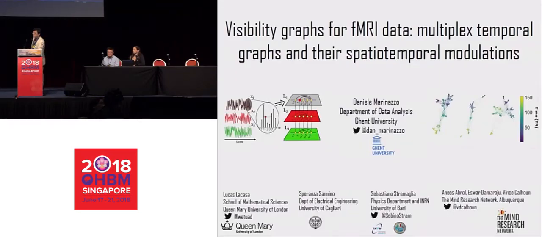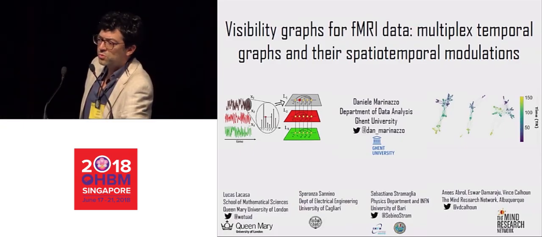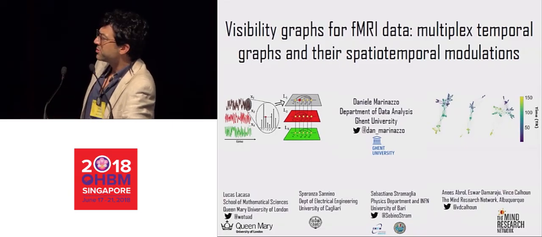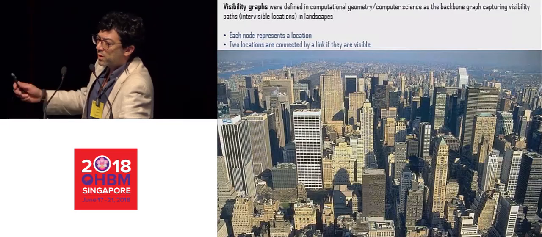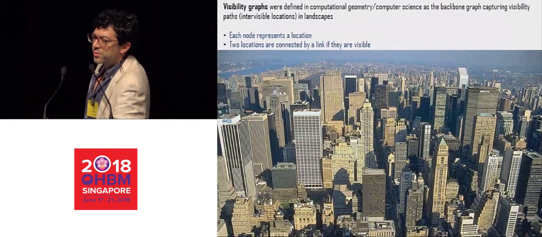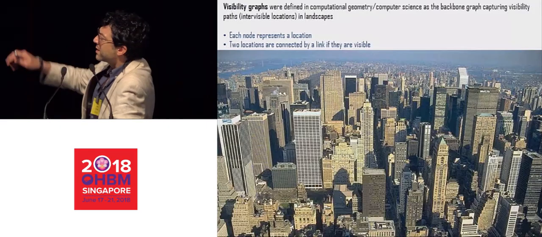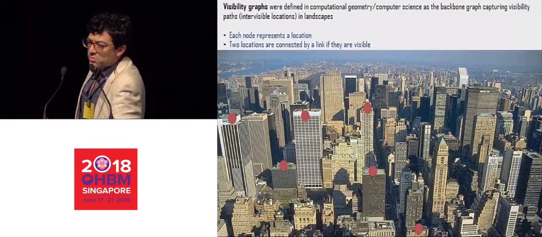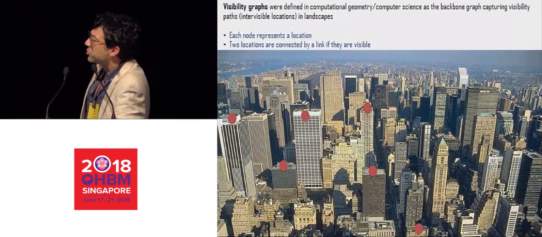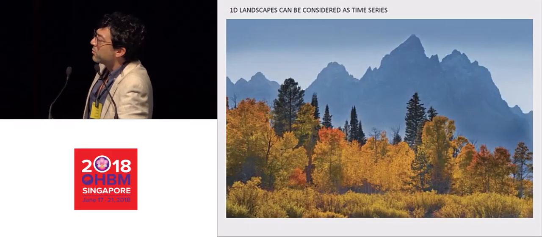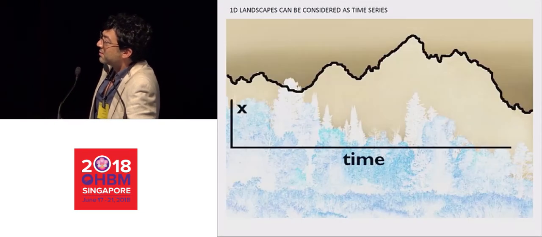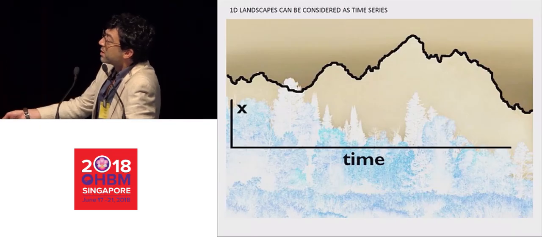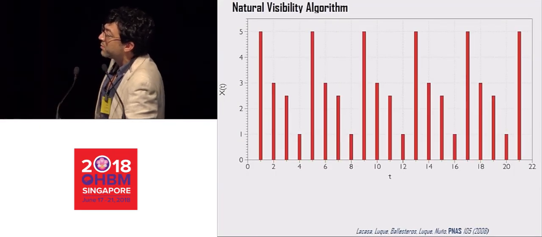Hi, thanks. So today I'm going to present an experiment that we did to match graph theory and time series. The idea of visibility graphs is that they were defined a while ago in computational geometry and computer science as a graph capturing the visibility between different points. We can have an analogy with the landscape, or in 1D like that, we can have the visibility between peaks there.